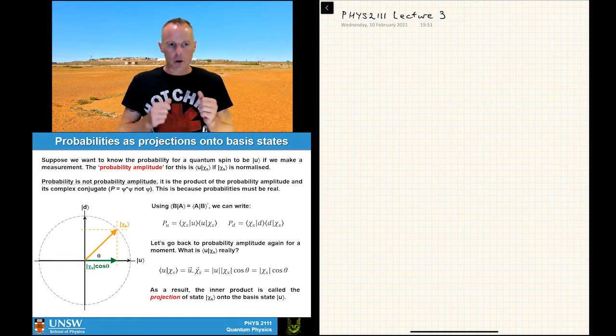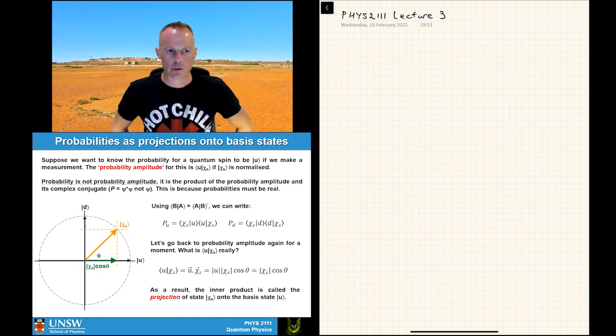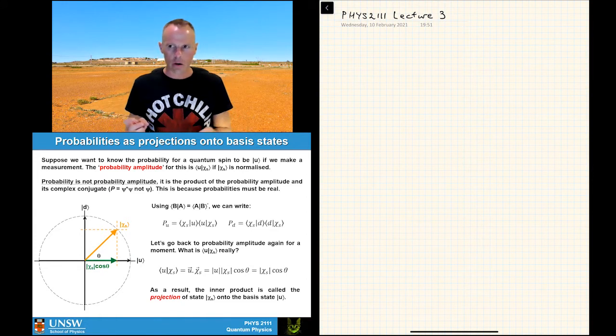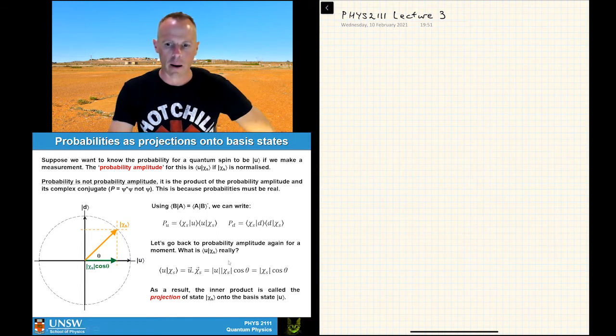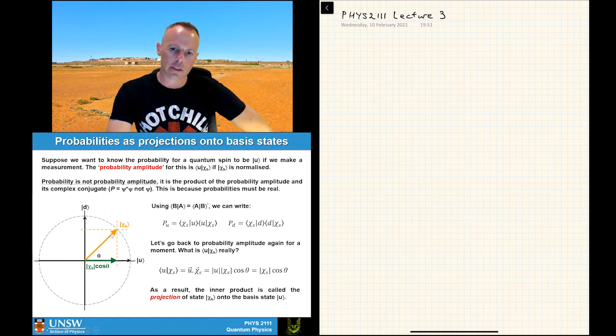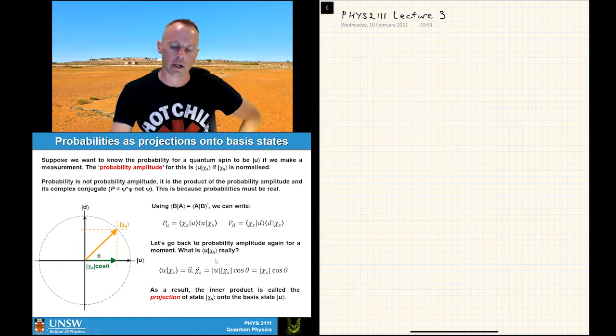So let's pop back to probability amplitude again for a moment, because I want to explain why we use the word projection. Those of you who might have done subjects like engineering drawing, architecture or technical drawing in high school may automatically know what I mean by projection, because for me it's kind of a native thing since I did technical drawing in high school. What this inner product is here really, and we talked about this in the last lecture, is basically the dot product of our state vector and the basis vector of interest.